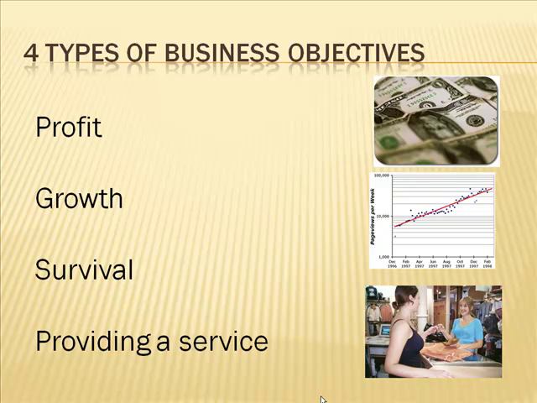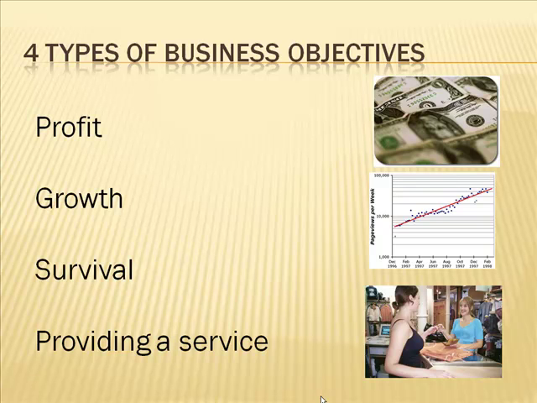So some companies may only want to make money and they may not care about growing or surviving or providing a service. However, most companies have 2 or 3 of these objectives as their main. So, for example, a company may decide that they want to make a lot of money, but also that they want to grow. A company may decide that they want to grow, as well as providing a good service. So you can see here that these objectives work hand in hand.